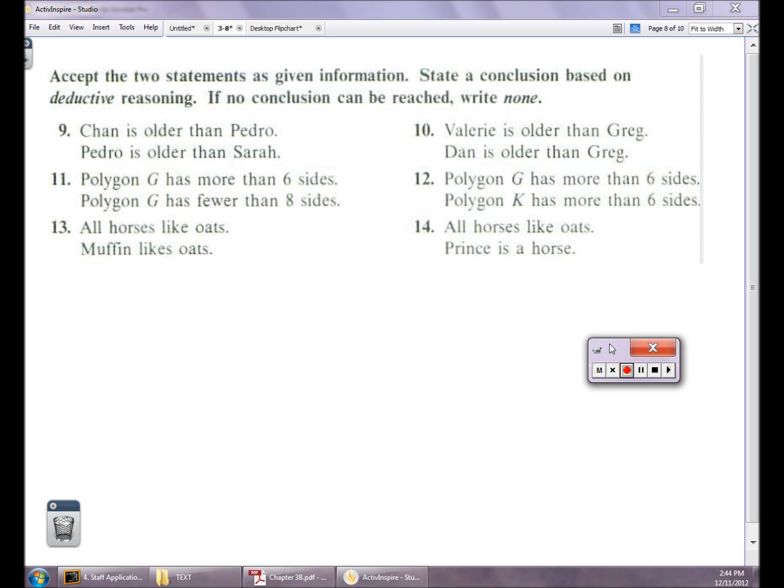For the following set of questions, let's accept the two statements in front of you as given information. I want you to make a conclusion based on deductive reasoning. If you can't come up with a conclusion, just simply write none. If I've been going too fast through any of these questions, you can hit rewind or hit pause accordingly.